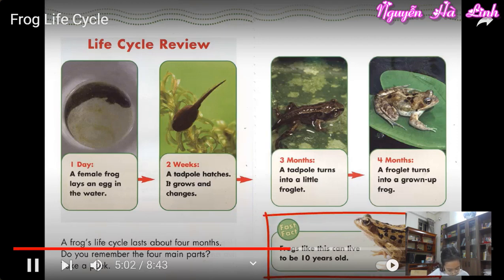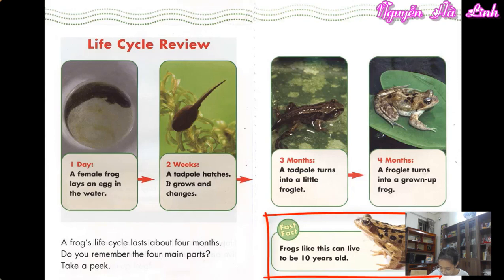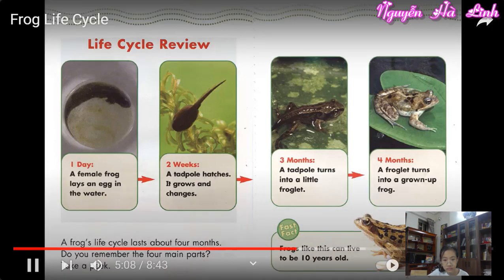The fast fact says frogs like this can live to be 10 years old. Some of you aren't even 10 years old yet. A frog's life cycle lasts about 4 months. Do you remember the 4 main parts? Take a peek.